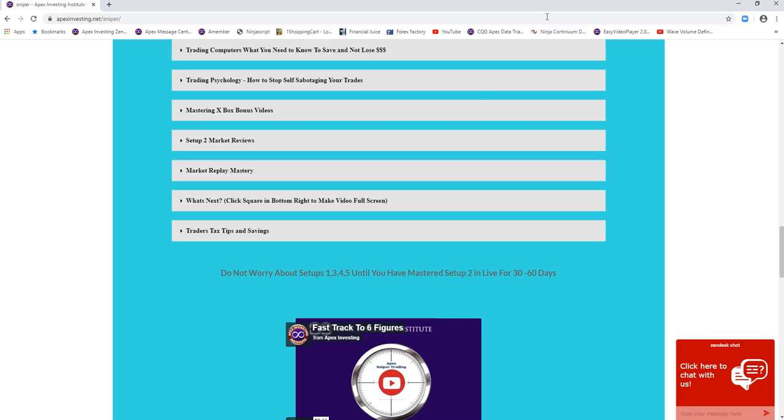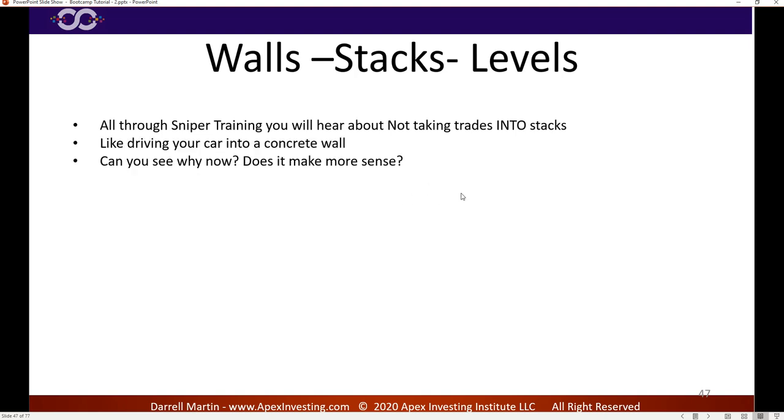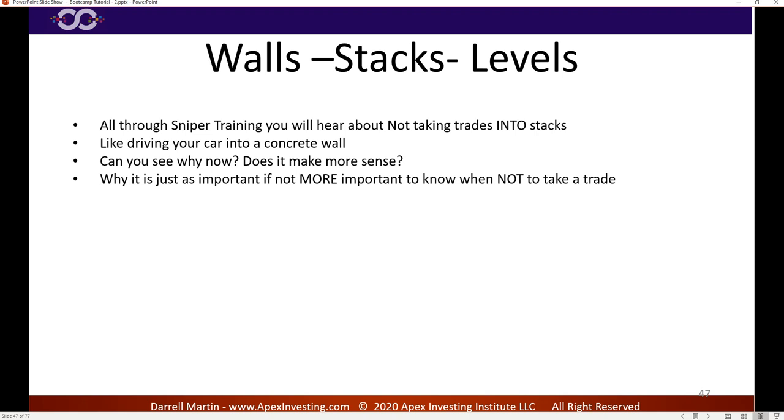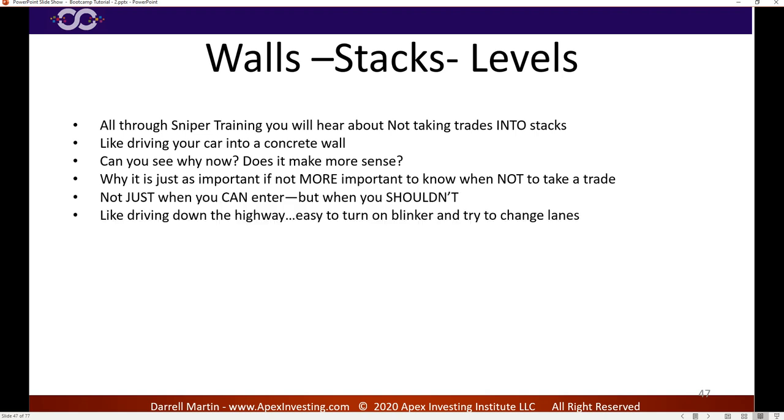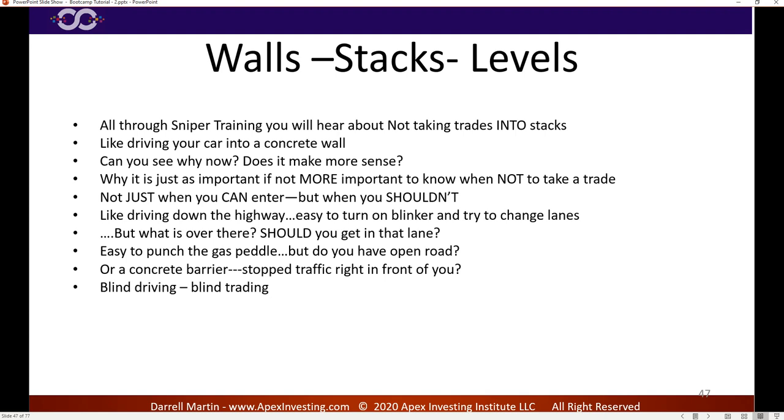I mean, guys, we'll get to this in a second. I'm getting riled up, but that's so much of it. Like I said, it's about not driving your car into a concrete wall. It's just as important, if not more important, to know when not to trade. It's easy to punch the gas pedal on the open road, but should you punch it? Is there a barrier in front of you?